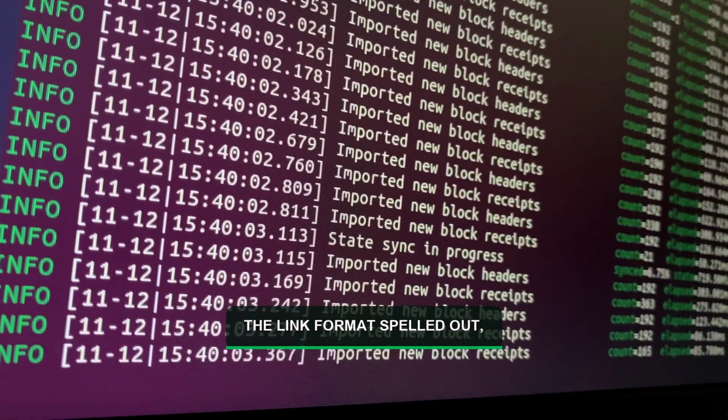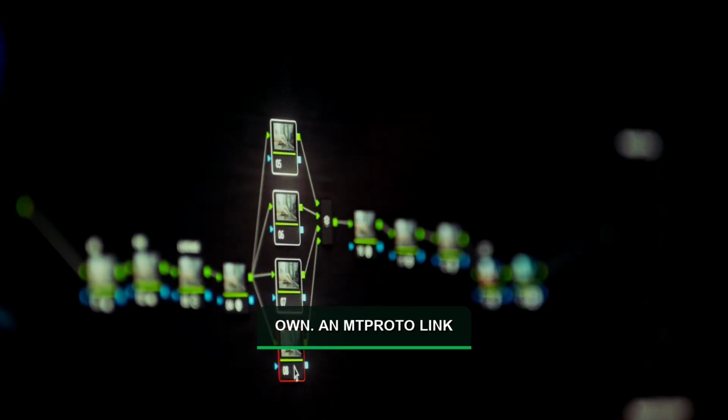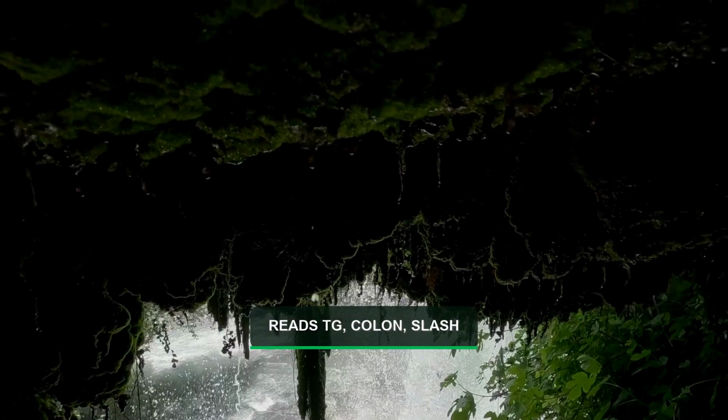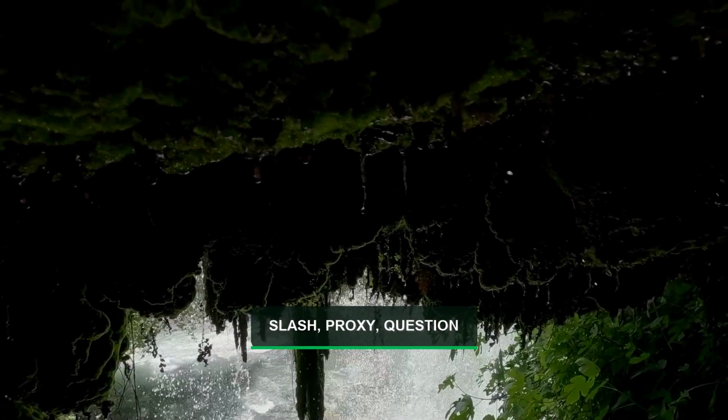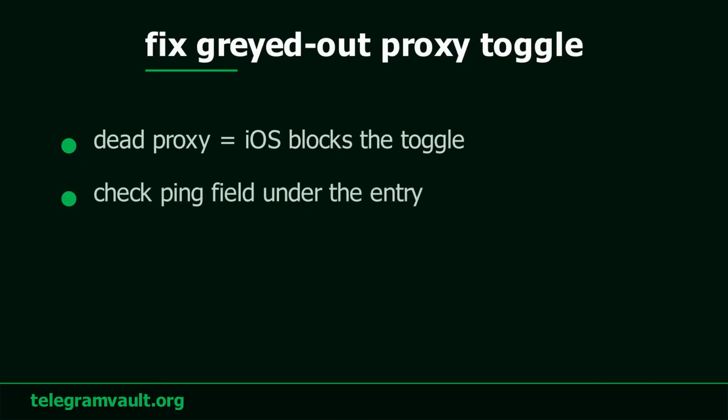Here's the link format spelled out because you'll want to recognize it and even build your own. An mtproto link reads tg://proxy?server=host&port=443&secret=the hex. The web version is the same thing, starting with t.me/proxy.